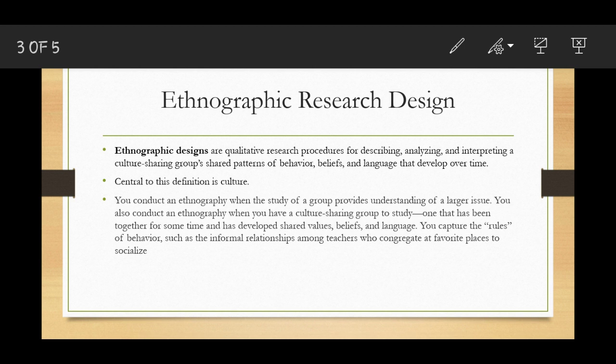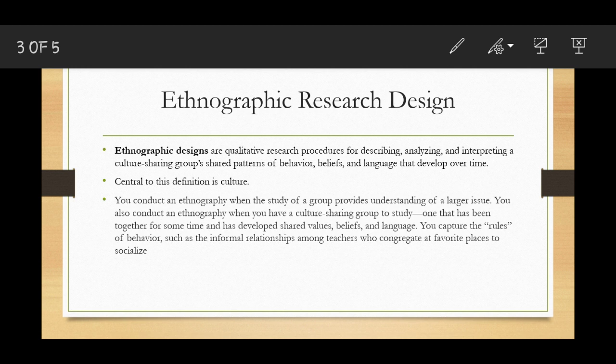time. In fact, the central definition here is the culture, because speaking of beliefs, behaviors, and languages that develop over time, and you want to describe them, you want to analyze them, you want to interpret such patterns, you want to do a search of those patterns, then you opt for ethnographic design. And the central thing is about culture.